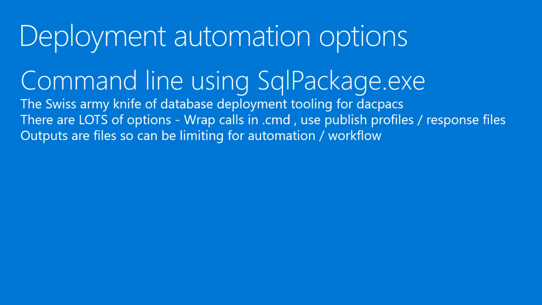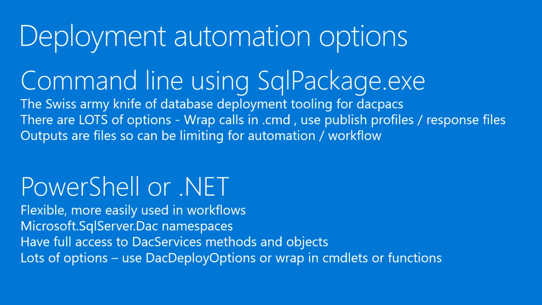So if you are going to use automation on the command line, wrap calls in a CMD file. We can use publish profiles. The same publish profiles in Visual Studio can be passed to the command line, or we can use response files to gather those options up. Now the outputs from the command line sqlpackage.exe are just files, and they're mainly XML files. So if you're just hoping to use CMDs and batch files, you're going to need to look into those. It's a little bit awkward for automating workflows, making decisions based on drift and that kind of thing.